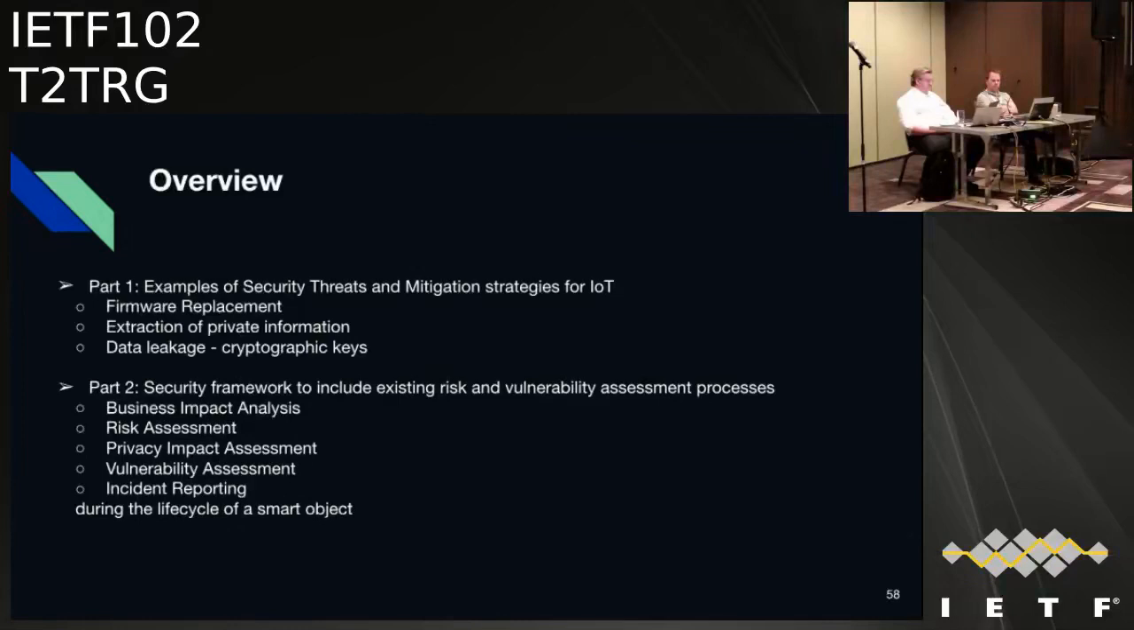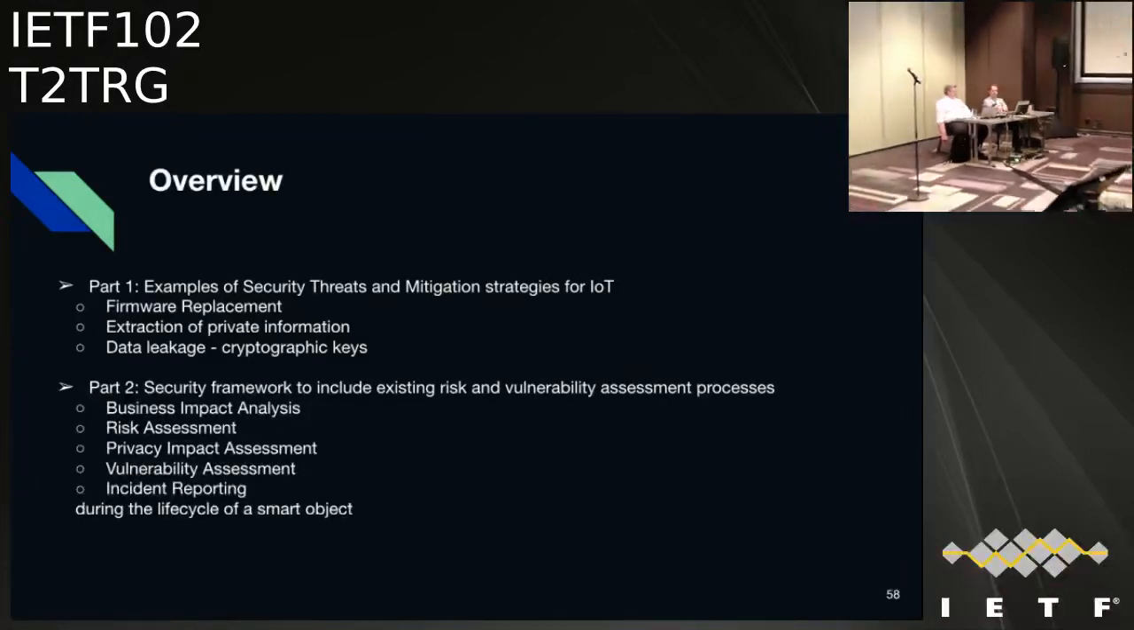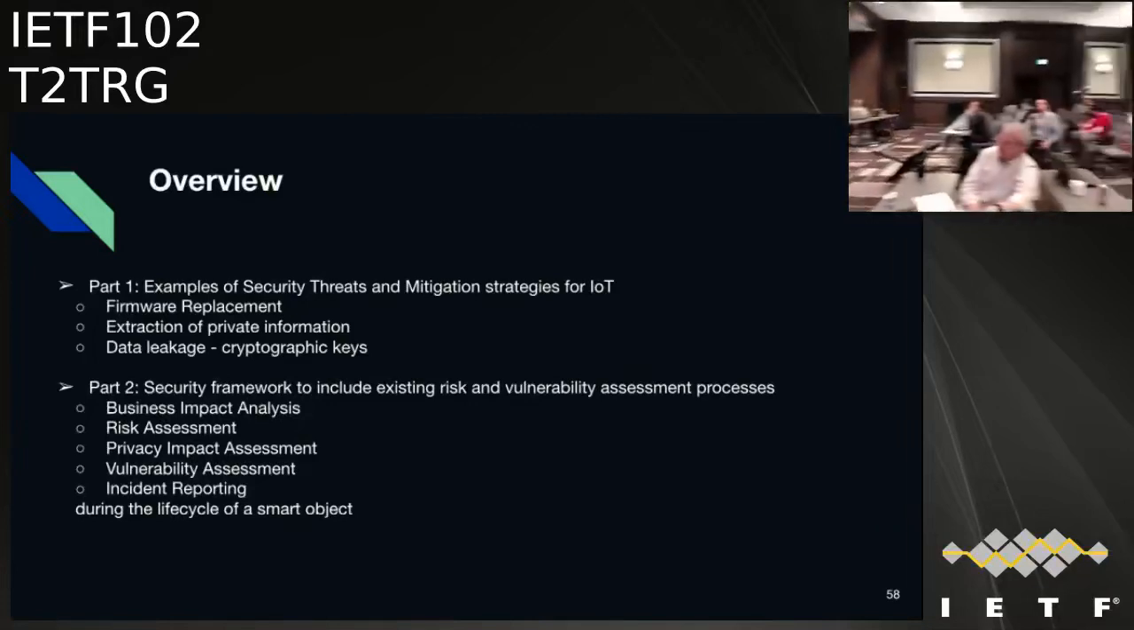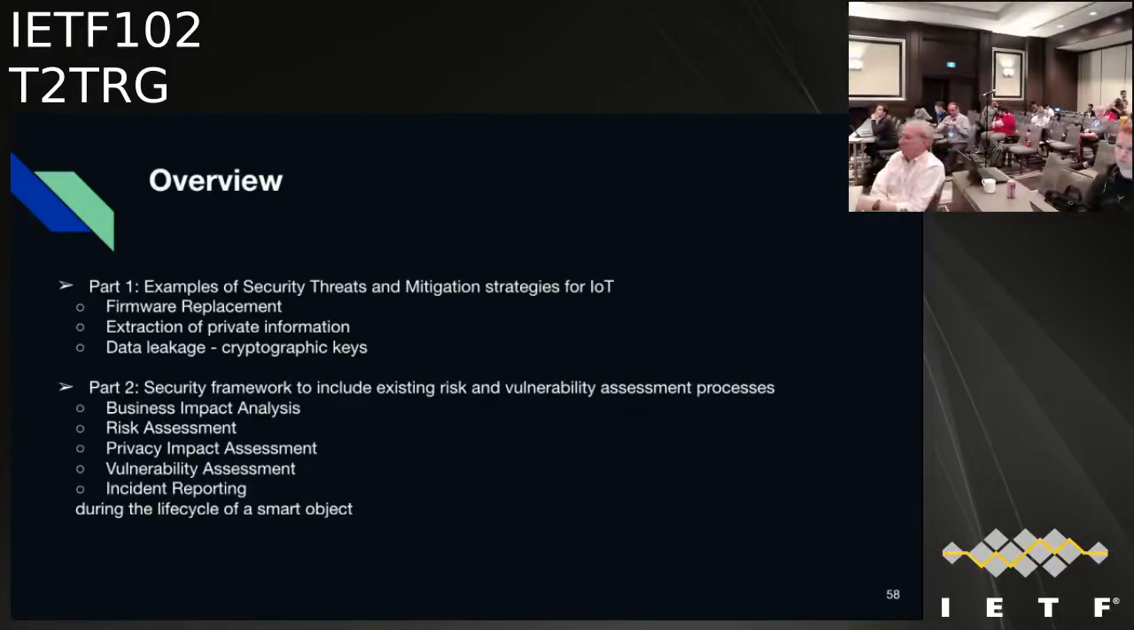So in the draft, which again, as I said, is a very first idea, we have three parts. The first one is we just give examples of security threats and mitigation strategies. Just thinking, if you have this threat, then this would be the type of mitigation strategy. Then the second part we call a security framework, to try to include risk and vulnerability assessment processes in the life cycle of a device. So just think that instead of doing the risk assessment at the beginning when you are designing the product, you can do the risk assessment in the specific environment where the device is deployed. I will explain this later.